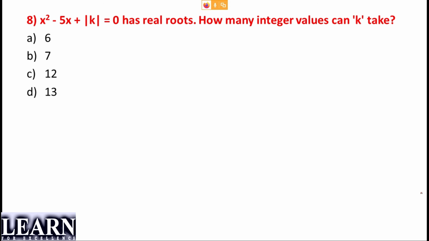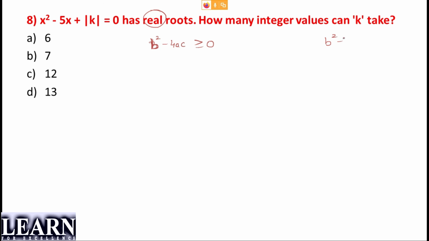So here we can use a formula, b square minus 4ac is greater than or equal to 0, because it's talking about real roots. This b square minus 4ac is called the discriminant value. So if I'm talking about this one, we have different conditions here.